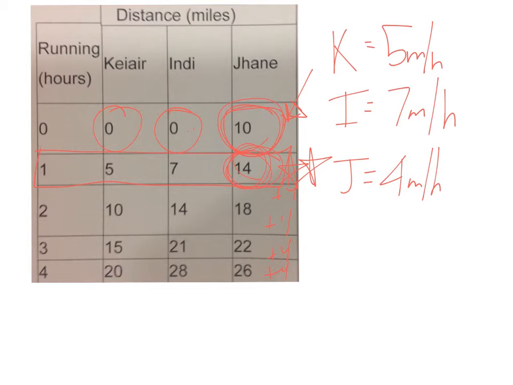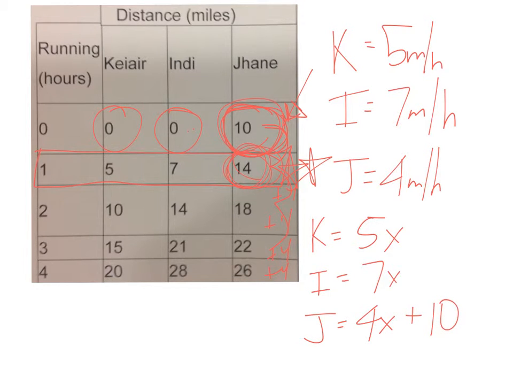And you see that because she started at 10, this is her rate of change. She went from 10 to 14 to 18 to 22. That's only +4. So you have to be careful. Her walking rate was not 14. It was actually 4. So each one of these people has a formula. Kier's formula is 5x. Indy's formula is 7x. Now, Janae's formula is a little bit different. Hers is 4x plus 10.